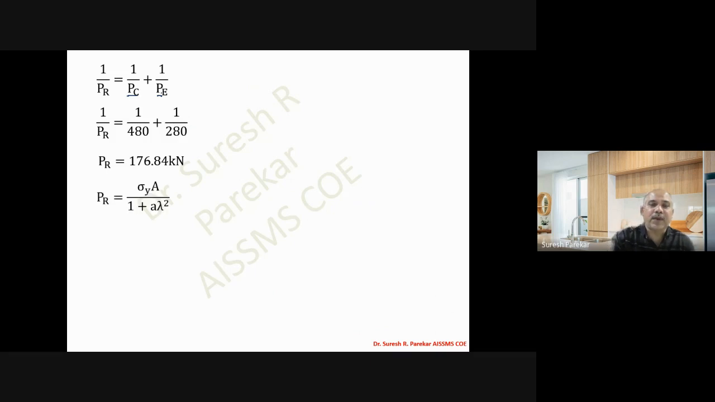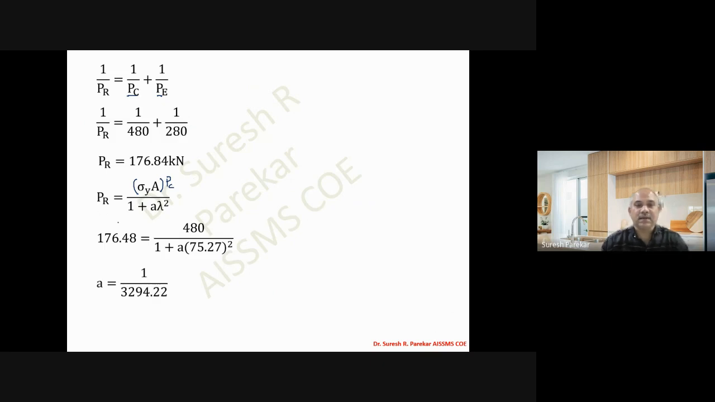Now I have formula for PR, sigma y A upon 1 plus A into lambda square. So this is again PC. So we will substitute these values, 176.84 equal to 480 upon 1 plus A into 75.27 square. And from this we will get value of A, which is actually Rankine's constant. And that value comes 1 upon 3294.22. So likewise we have these problems.